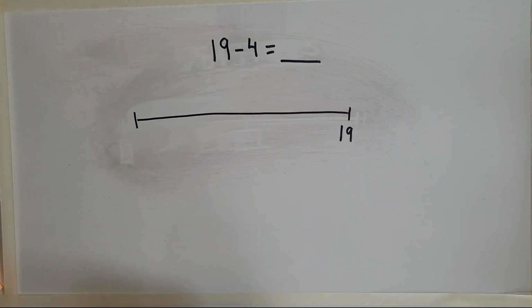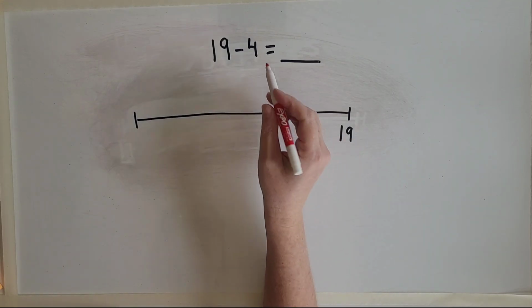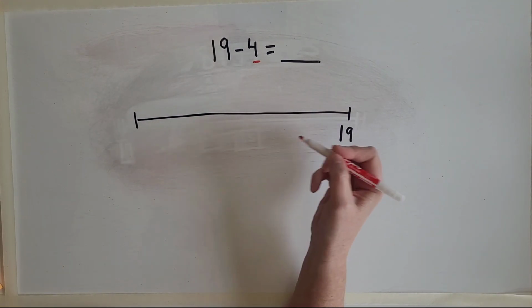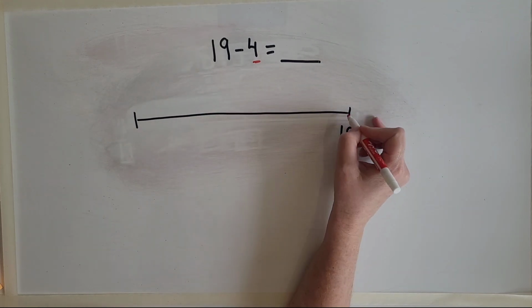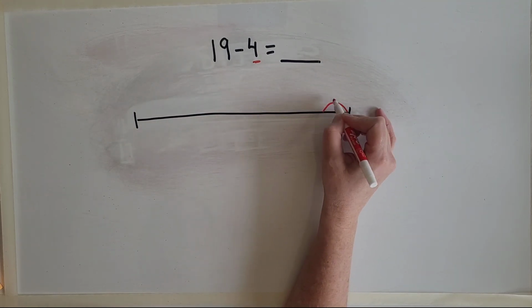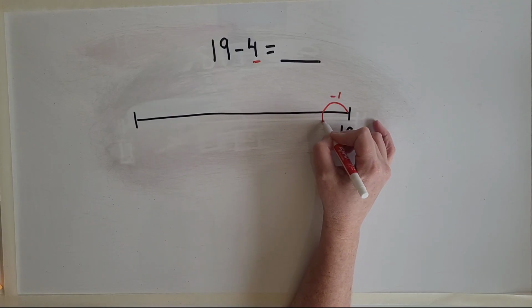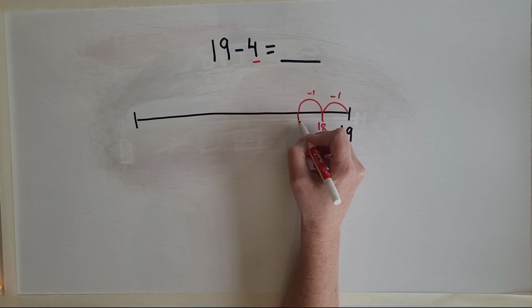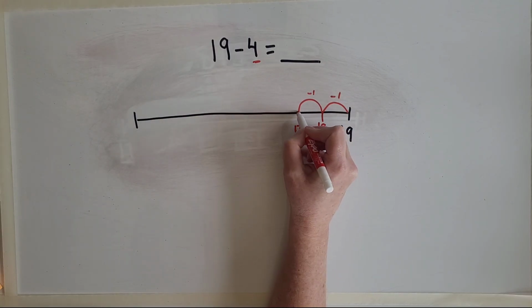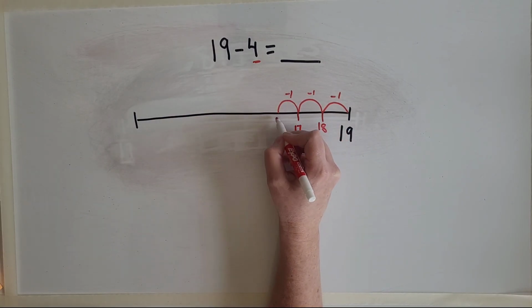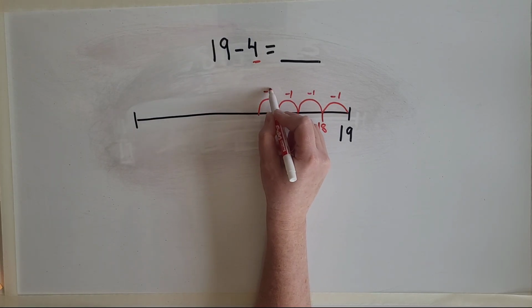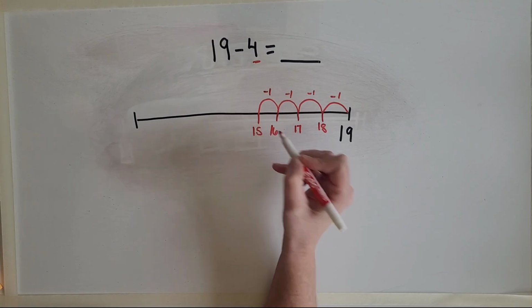But the counting back strategy works very similar to the counting up strategy. We're going to take 4 hops of 1 and we're going to go backwards. We're going to go from right to left. So we're going to go -1, which puts us at 18, -1, which puts us at 17, -1, which puts us at 16, and -1 more, which puts us at 15.